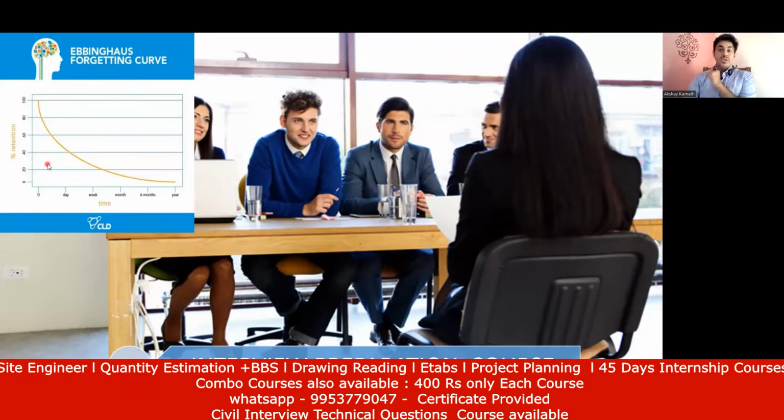Let us say today I taught you something, or today I learned something. So that is day 0 for me. At day 0, I'm going to remember 100%. Whatever I explained to you, you're going to remember everything. And if you don't try to revise it, after some time, what will happen? You can see the graph decreasing. Say this is day, week, month, 6 months, and year. As time goes on, your graph keeps on decreasing.